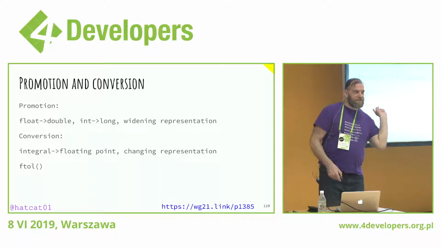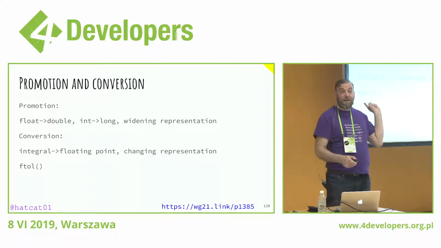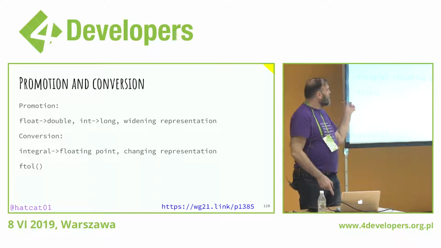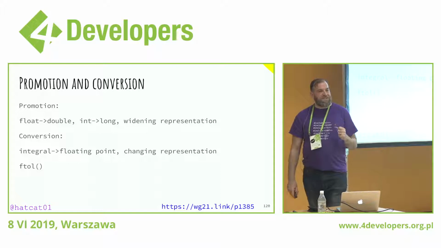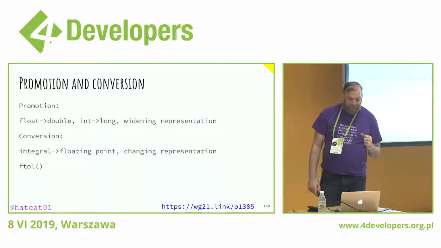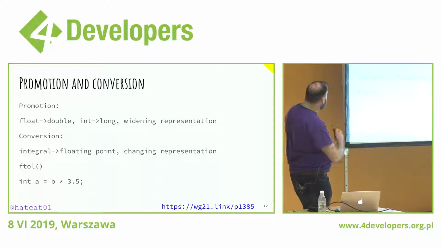Who knows what this function does? This converts, sorry? Yeah, excellent. ftol, float to long. This converts a float to long. And this used to cause me terrible trouble in game code. This is the implicitly called function when you write something like this.